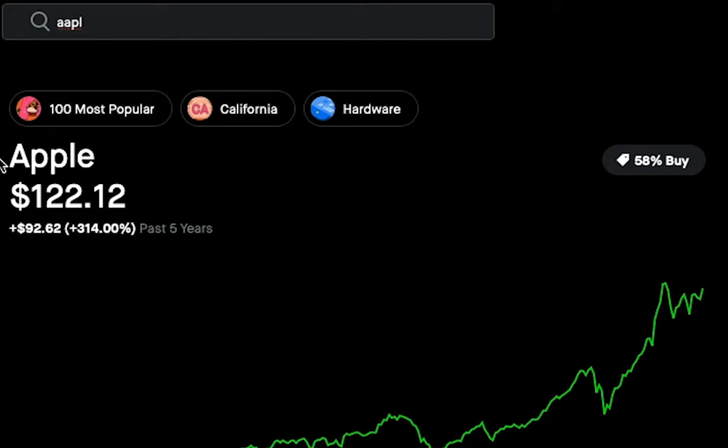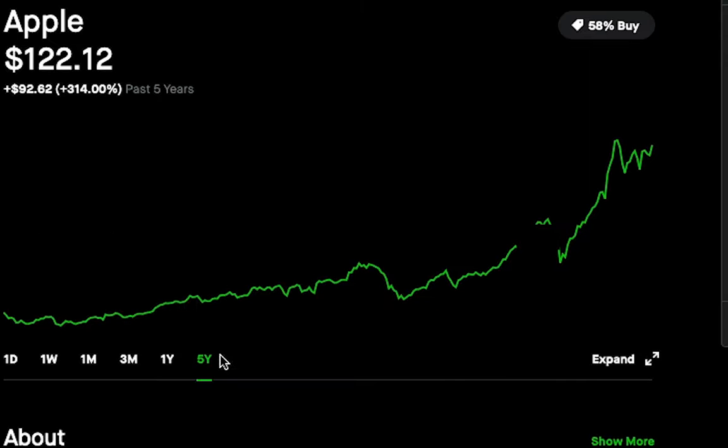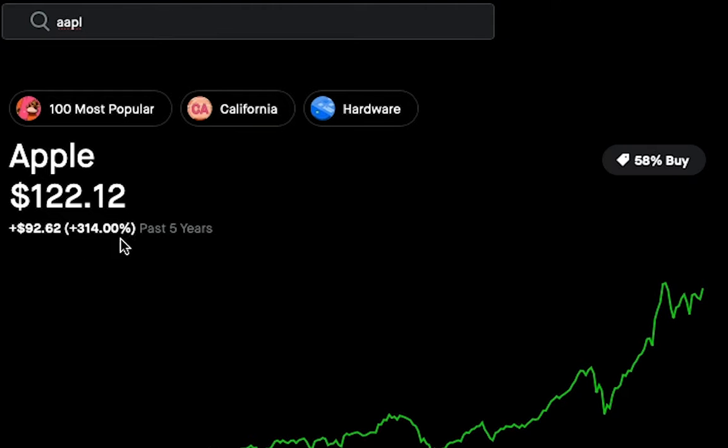Now, this is our stock here. We have Apple. This is our price point of $122.12 right now. As you can see, we are looking at the chart of the 5-year, as it's highlighted down here. So if we go back up here, you can see that over the past 5 years, we've had an increase of 314%, which is an increase of $92.62, okay?